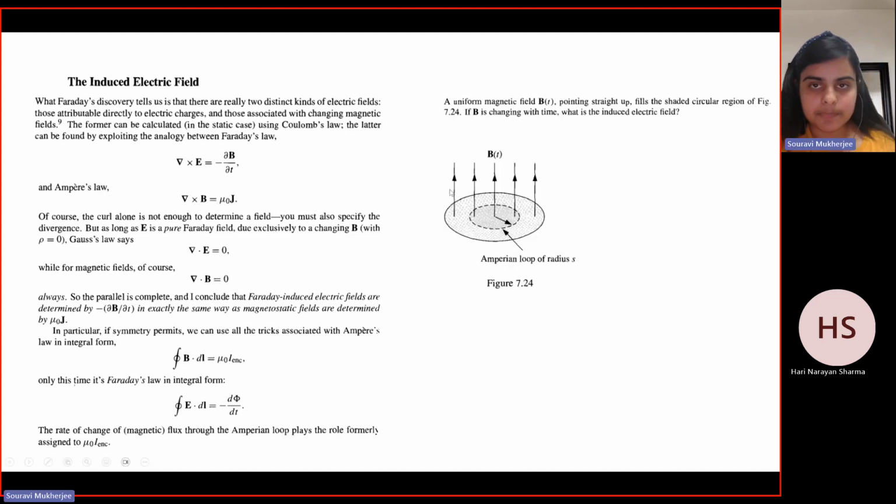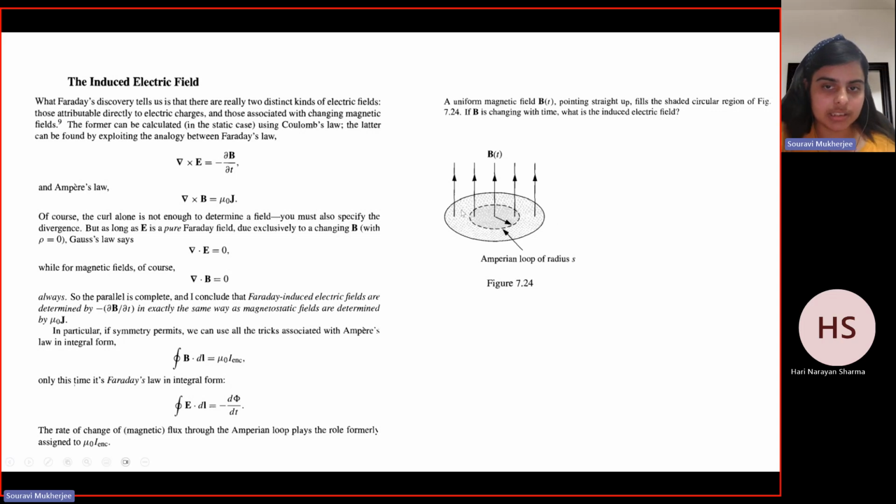So now based on this, it says that a uniform magnetic field is pointing straight up, okay? The shaded region here, as you can see, has your magnetic field. And now it says that if B is changing with time, what is the induced electric field? Okay. So how to answer this question?